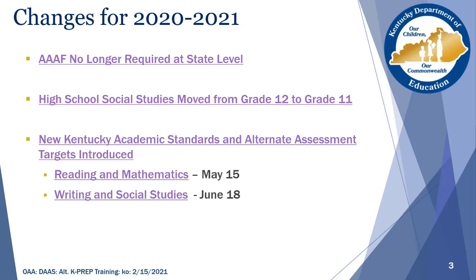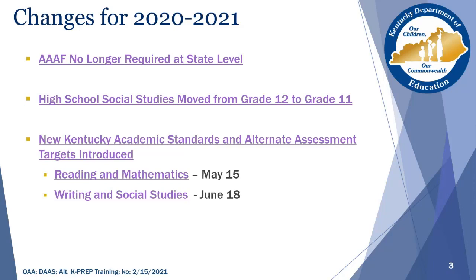The next change that will be implemented for the 2020-2021 school year is that social studies will now be administered at grade 11. In the past, social studies was administered at grade 12. However, to better align with the general assessments and the results that were collected from a survey conducted in January 2020, the change was made to move social studies from grade 12 to grade 11.